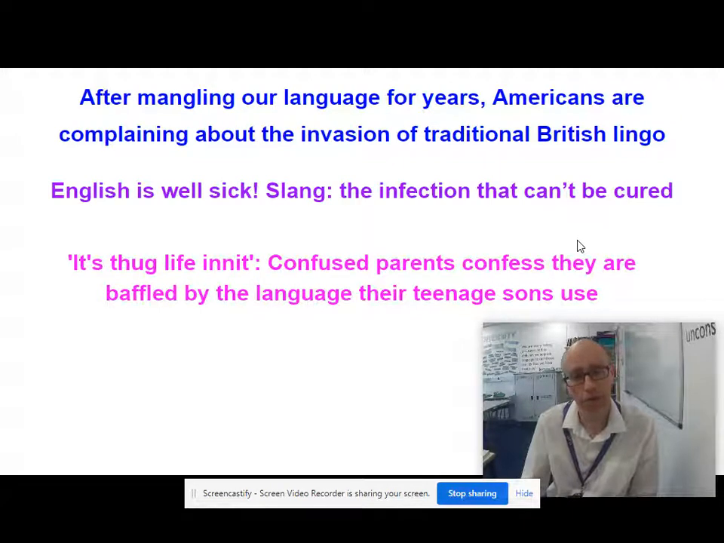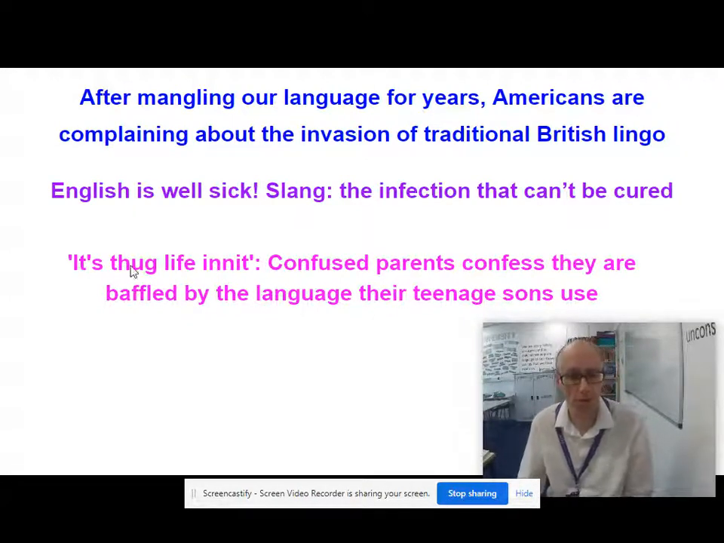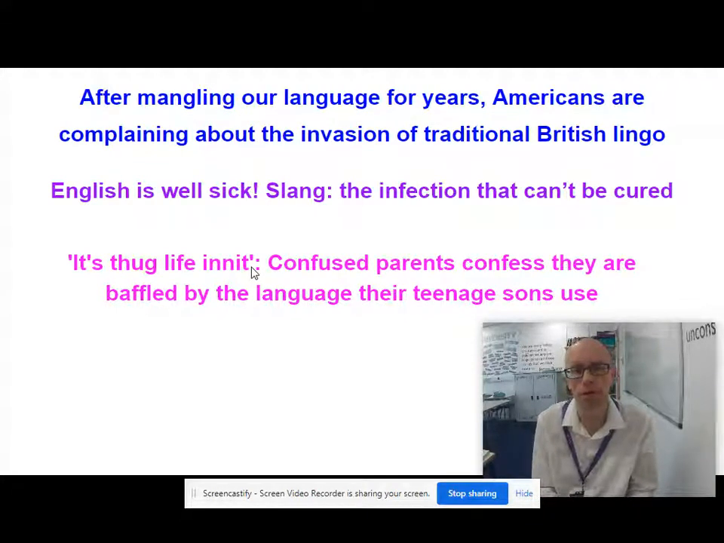It's thug life, innit? Confused parents confess they are baffled by the language their teenage sons use. So it starts off with a sort of baffling statement that most of our Daily Mail readers won't understand. What does it mean, thug, in this particular sentence? We don't know, this mysterious pre-modifying adjective. And you've got the non-varying tag question as well, which kind of signals that this is young people's speech.